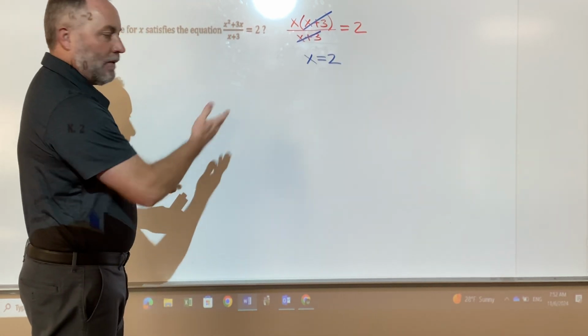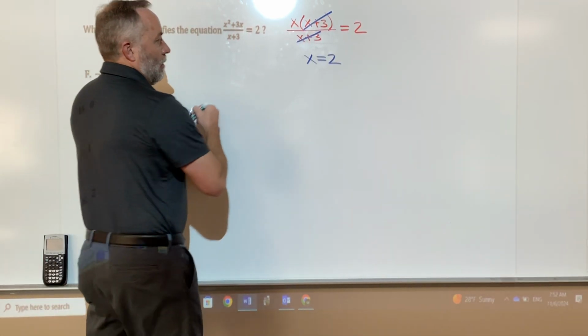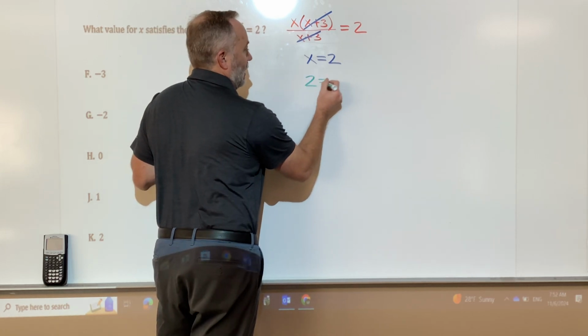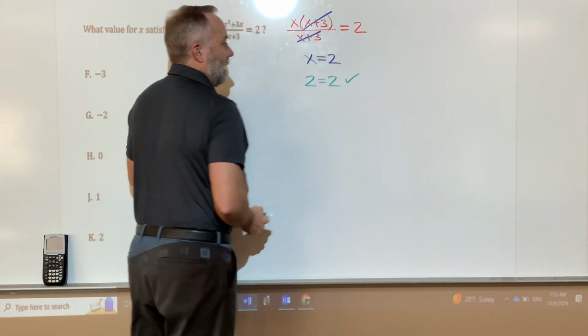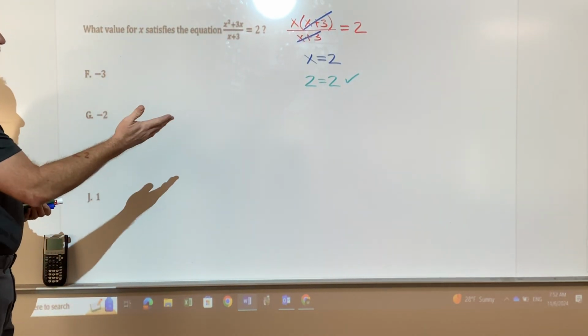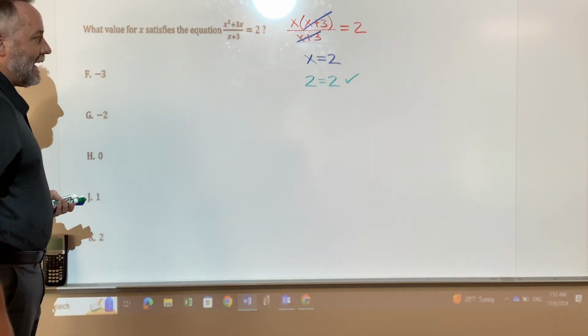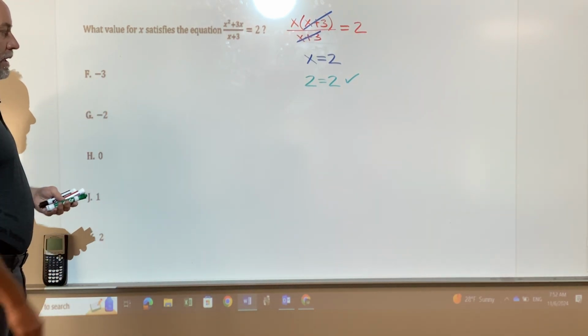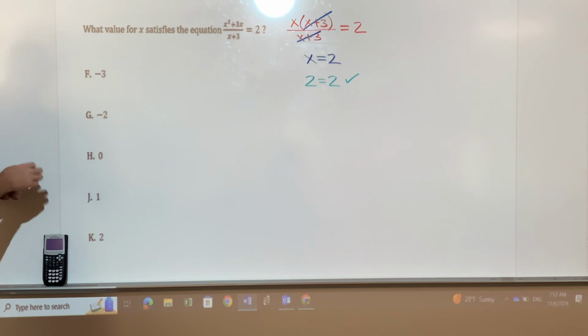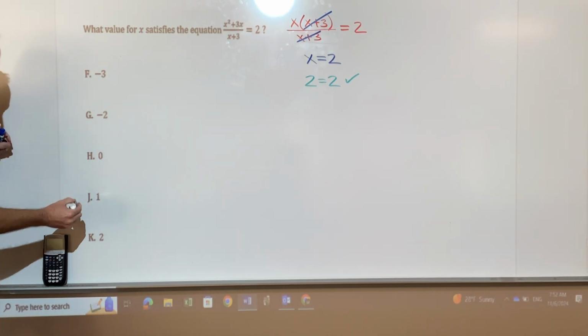So what's the value of x that makes that statement true? Well, x would need to be 2 in order to equal 2. That checks out. And so our solution, or the value of x that satisfies that rational equation, would be 2, which we can find in selection K.